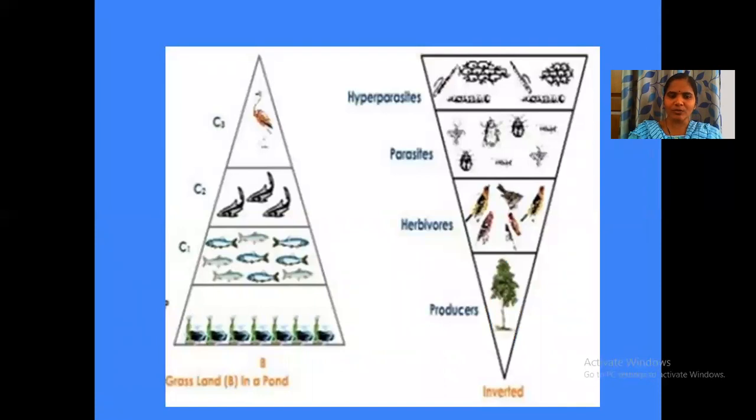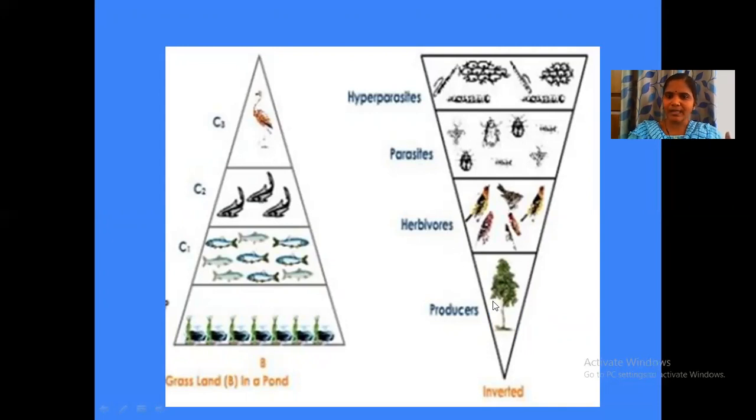So as you can look at this, this is a grassland ecosystem. Sorry, this is a pond ecosystem. In the pond ecosystem, we have phytoplankton, whose number is more, and then zooplankton, and small fishes, whose number is comparatively less. And then if you take still larger fish, the number is still smaller. And the bird which consumes the fish, like osprey, is still less in number. So this is the upright pyramid.